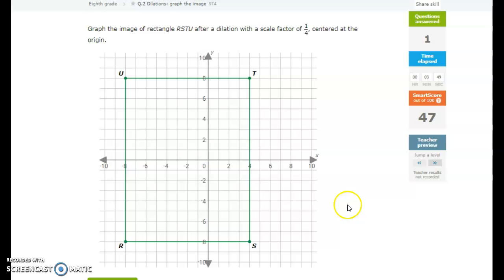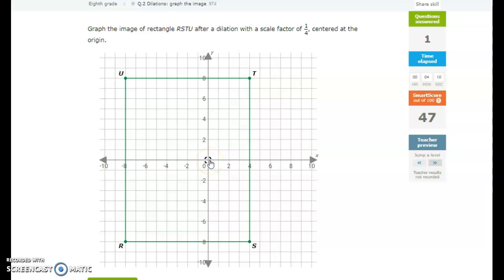All right, so this one says graph this rectangle after a dilation with a scale factor of 1/4 centered at the origin. So again, my center point is the origin. My scale factor is 1/4. So since that number is smaller than 1, my shape is going to get smaller. So let's start with point T.